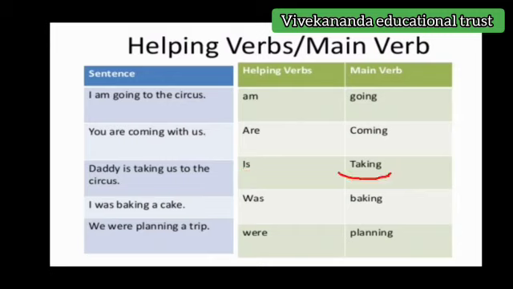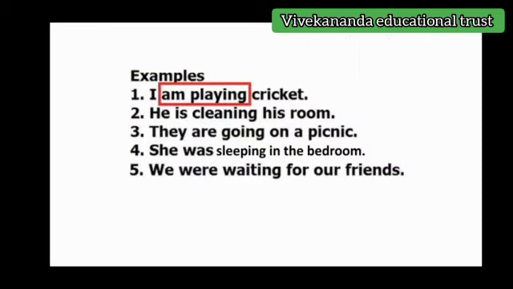So children, you can easily understand the main verb. Words that are with ing are called main verbs. Next one. I was baking a cake. Here was is a helping verb and baking is a main verb. Last sentence. We were planning a trip. Were is a helping verb and planning is a main verb. Yes children, now you can easily understand the main verb and helping verb from the given sentences. So now we are going to identify the main verb and helping verb from the given sentences.